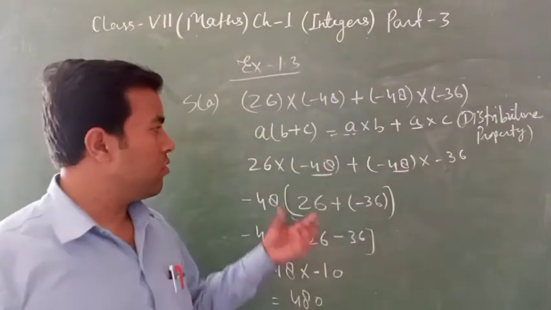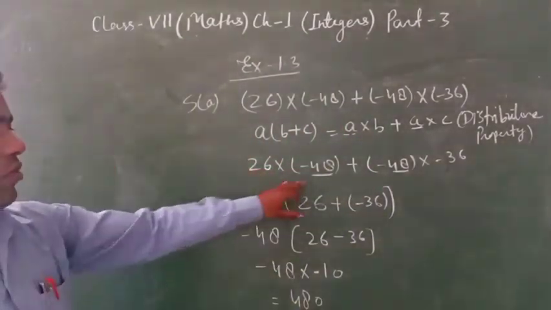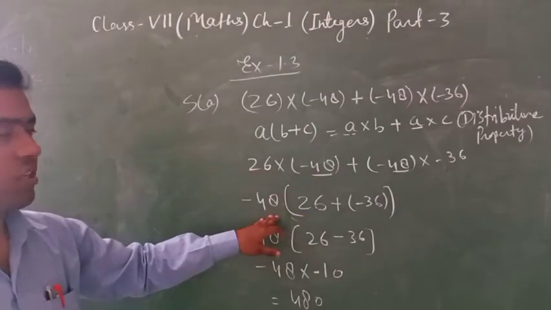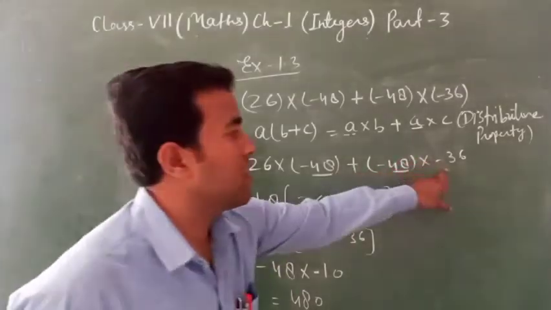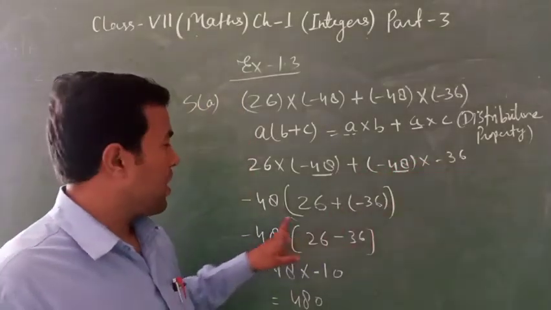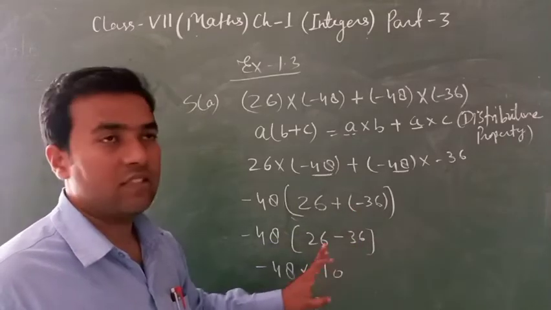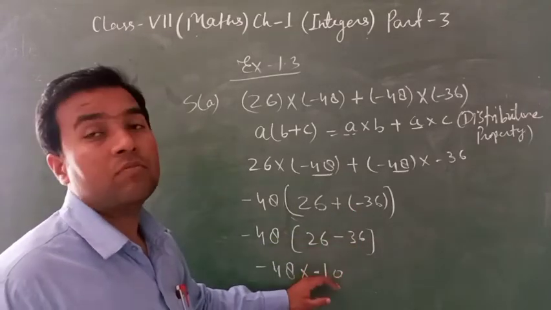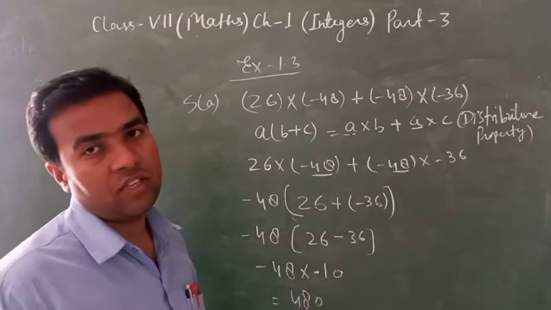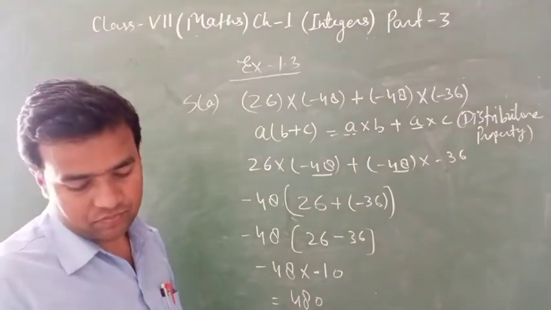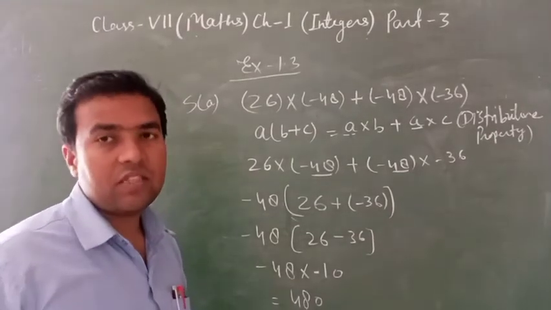Clear? So from the distributive property you can do this question. Minus 48 is common. So here 26 is left, plus sign, minus 36. After that, minus 48 into 26 plus minus 36. 26 minus 36 is minus 10. Minus into minus is plus, 48 into 10 is 480. It is the answer. And the next part you can do. Now question number 6 I will tell you.